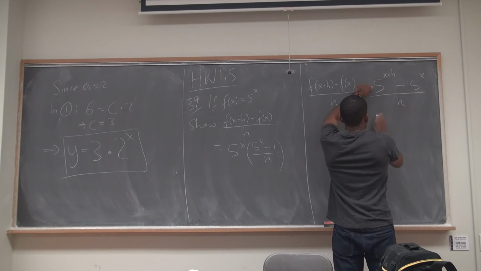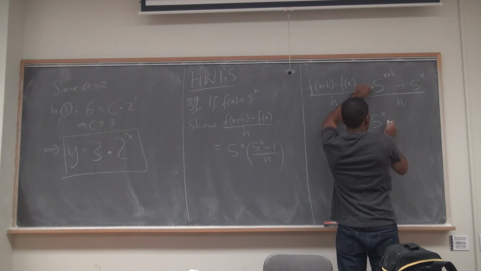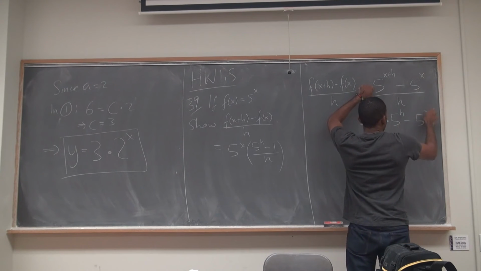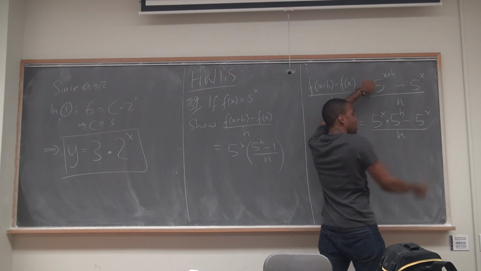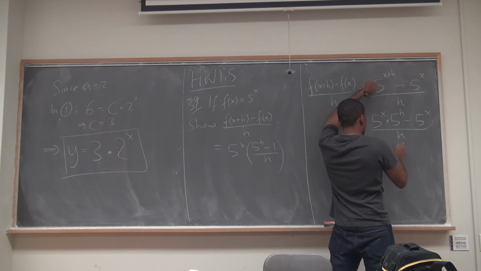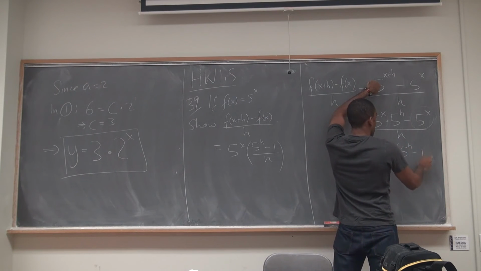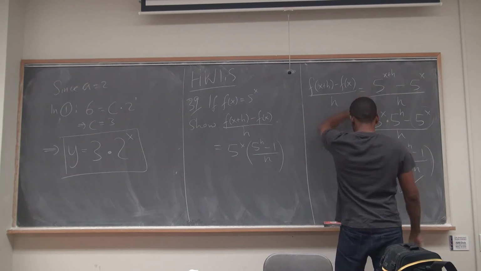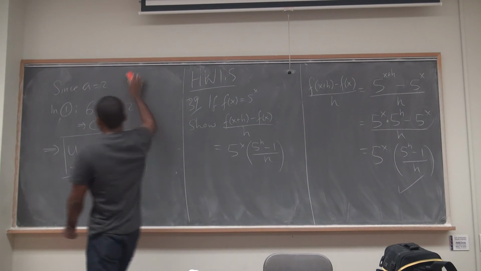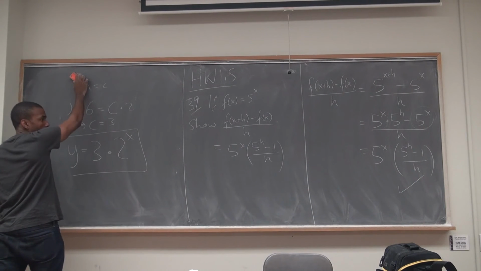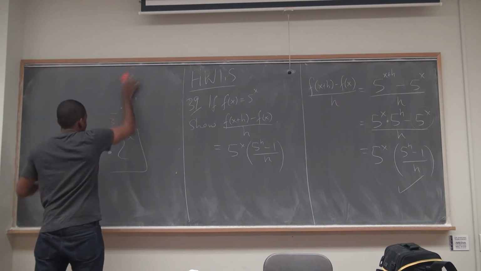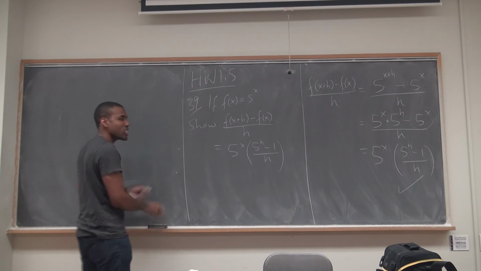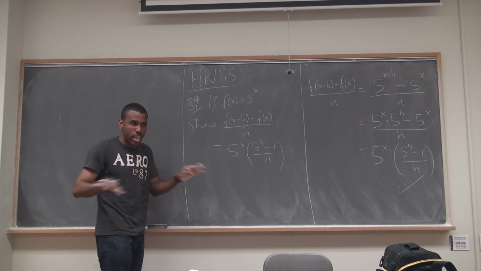What's this? It's 5 to the x times 5 to the h. Right, laws of exponents. Now 5 to the x is a common term, so factor it out. What are you left with? 5 to the h minus 1 over h. We're done. That's what we were supposed to get to. It was that easy. Yeah, that's what I'm saying. It's all easy. It's an illusion. Things just look scary. Trust me.